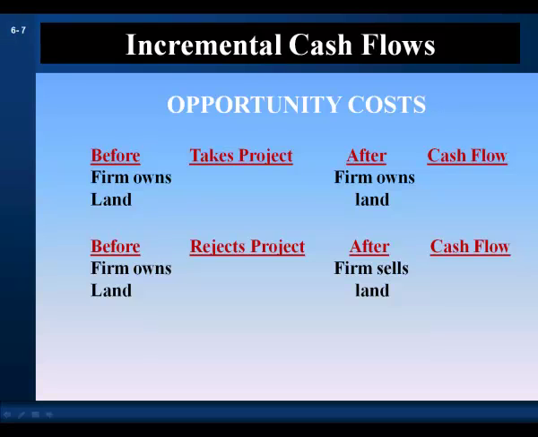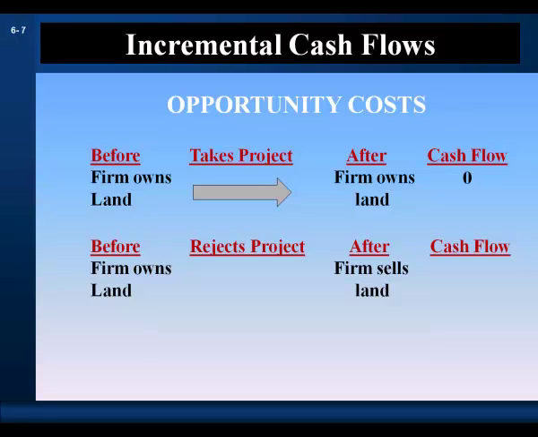Suppose a firm is planning to build a manufacturing facility on land it already owns. Is the land a free good with respect to the project? Or does the land have a cost, even if no cash changes hands? Let's consider the land's cash flow with and without the project. With the project, the firm owns the land, takes the project, and still owns the land, and the land produces zero cash flow.